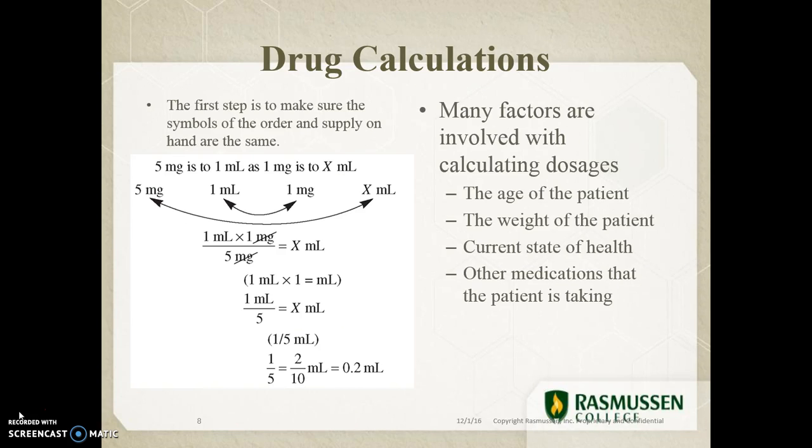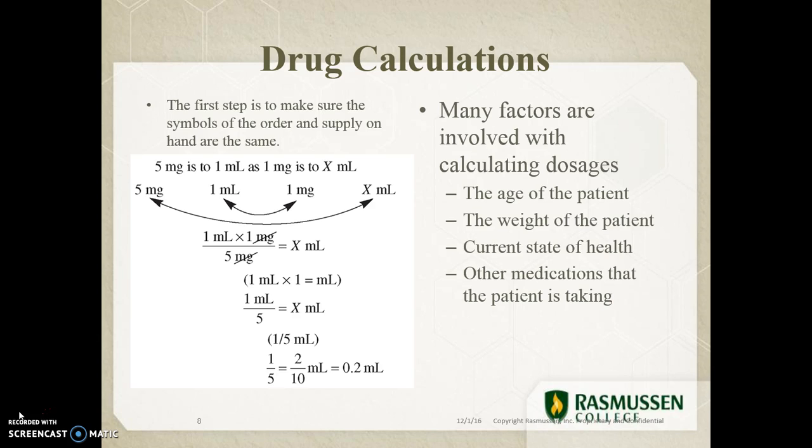All right, let's dive into the discussion on drug dose calculations. Many factors are involved when a physician calculates the correct dose of a drug, including, but not limited to, the patient's age, the patient's weight, the patient's current state of health, and any other medications that the patient is taking. The first step in any drug calculation is to confirm that the system of weights and measures is the same as the supply on hand. If they are different, you will need to do some sort of conversion.